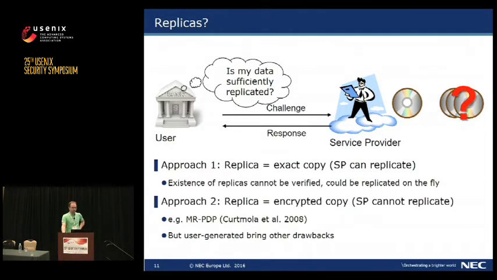Another approach, already known for a while by Curtmola et al., is the multi-replica PDP. And there the idea is that the replicas are encrypted copies of the file, which the service provider cannot replicate by himself, but the user has to first create the copies, encrypt them in a different way, and then upload all of them. And because then for the service provider, these are simply different files, you can run a proof of retrievability over every file, and then of course check that the file and the replicas are still available.